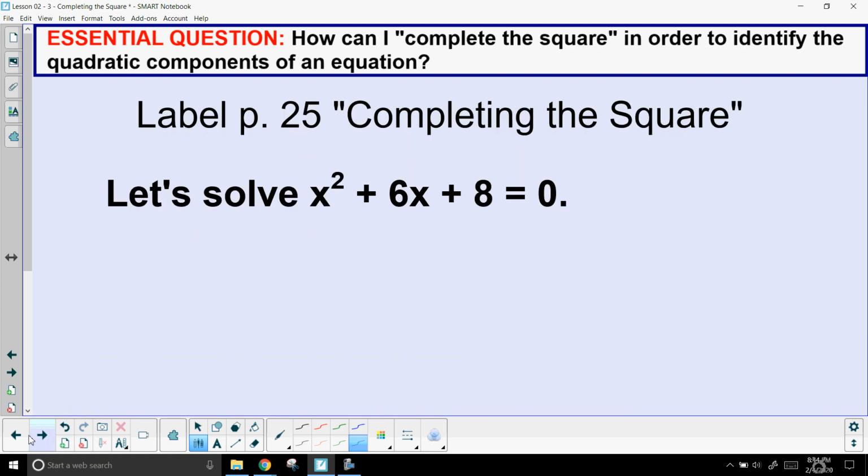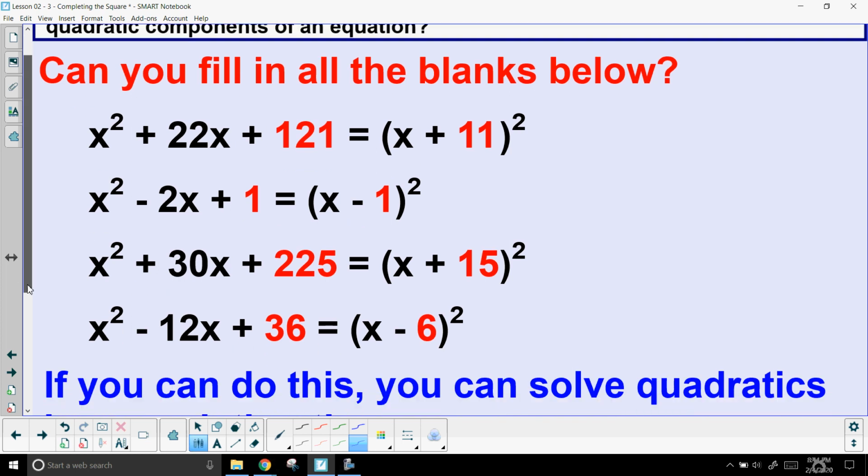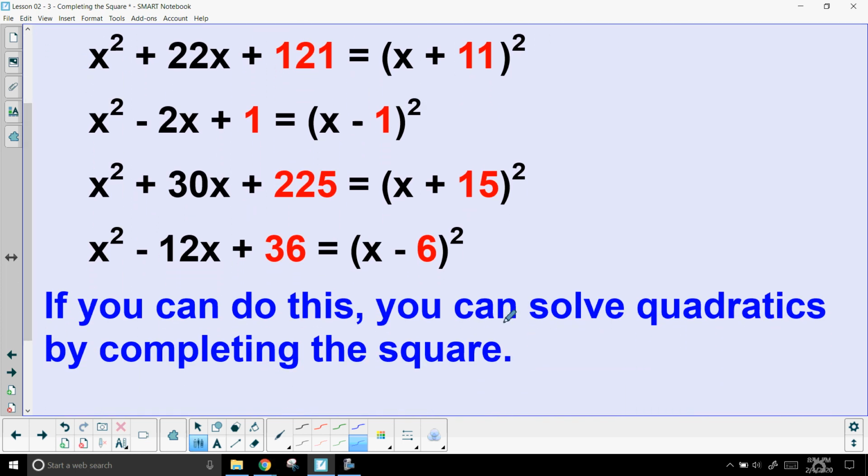Well, see something in blue down here. What is this? If you can do this, you can solve quadratics by completing the square. It's kind of like if you can dodge a wrench, you can dodge a dodgeball.